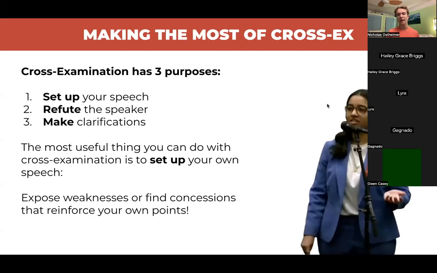Finally, let's move on to the most fun part of Congress, the cross-examination that happens after every speech. So cross-examination has three purposes. One, you want to set up your own speech by questioning someone else. Two, you want to refute the speaker and disprove their arguments while questioning them. Or three, and least importantly, you want to just straight up make clarifications about something confusing that they might have said in their speech. That being said, I think that by far and away, the most useful thing you can do with your own cross-examination time is to set up points in your own speech. For example, you want to expose weaknesses or find concessions that reinforce your own points.